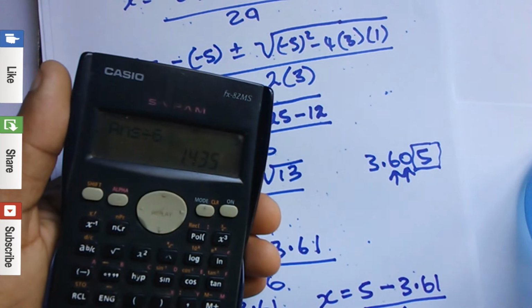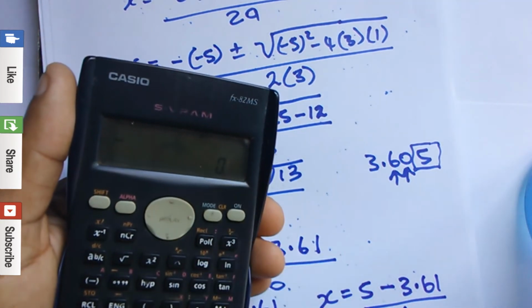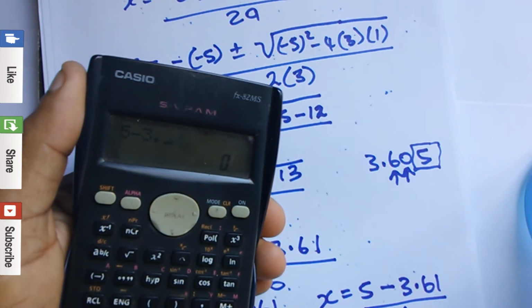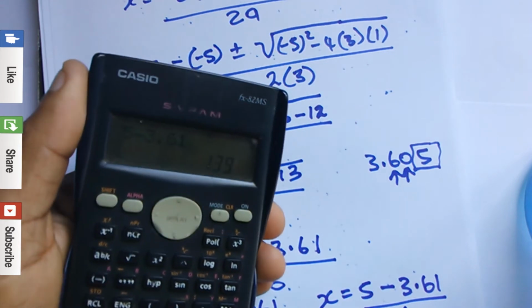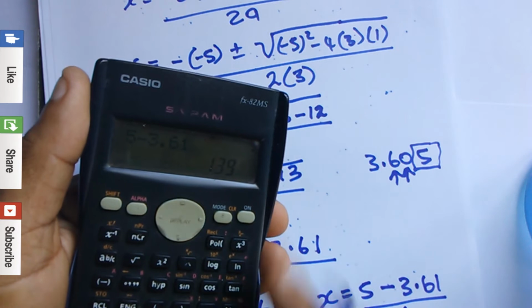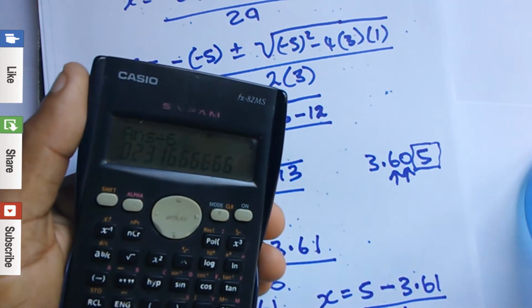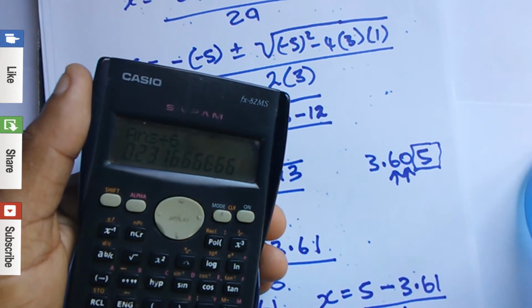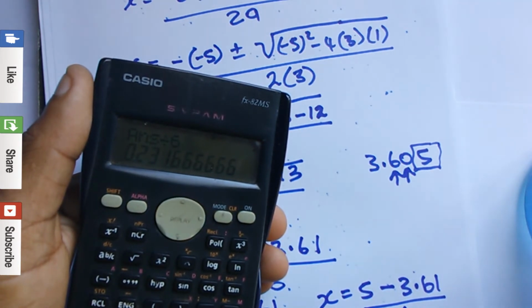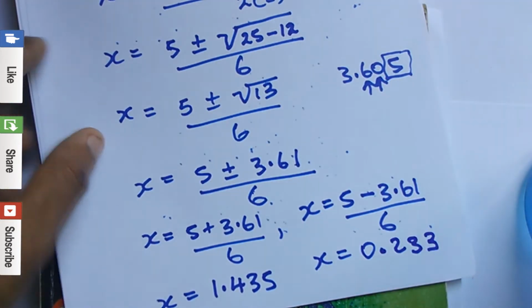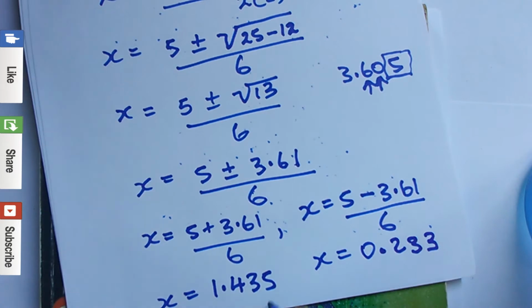And the other one, x is equal to 5 minus 3.61, divided by 6. So 5 minus 3.61 equals 1.39. Then I'm going to divide it by 6. I get 0.233. But remember, they said they want the answers to 2 decimal places. I'm going to have to round these off.